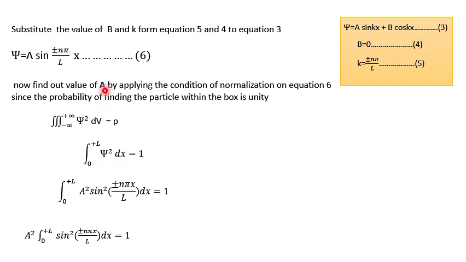Now we substitute the value of psi from equation number 6 here, and the equation becomes like this. A square is constant, so we take it out. Now we have to integrate sine square, but the integration of sine square directly is not possible, so we use a trigonometrical relation. According to that relation, sine square theta is equal to 1 minus cos 2 theta divided by 2. We use that relation here, and after that we integrate this equation.